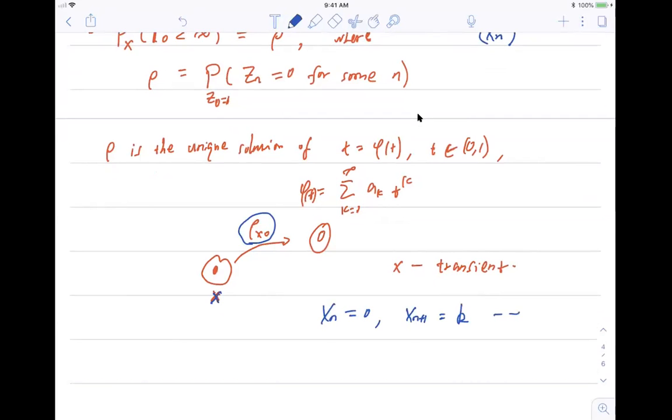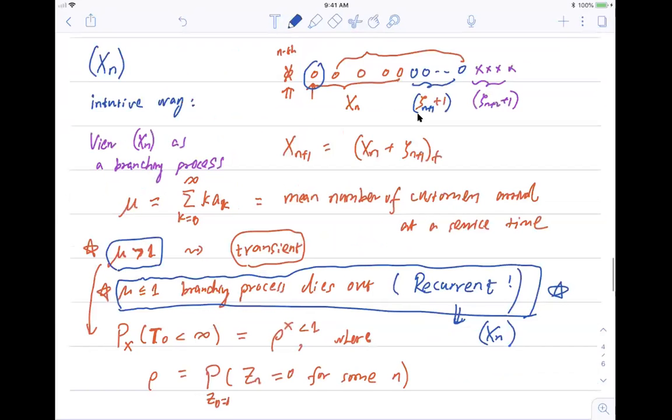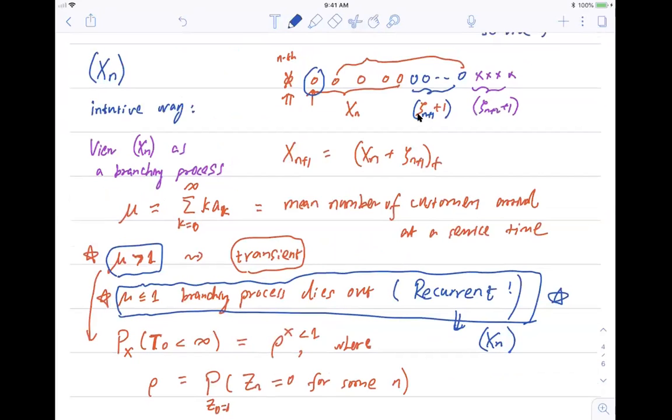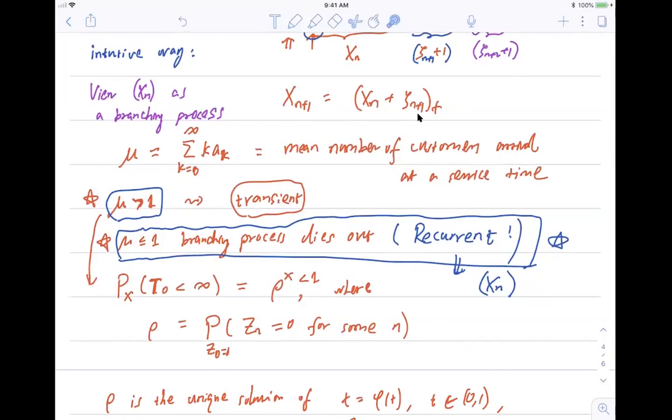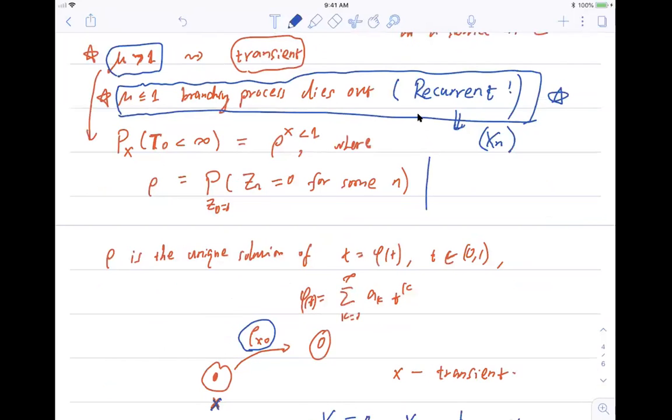Again, for this case, definitely the branching process will die out. But this is not really a branching process, because new customers come in. So this psi i can also be 0, 1, etc.